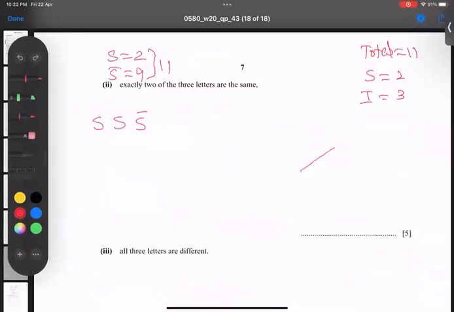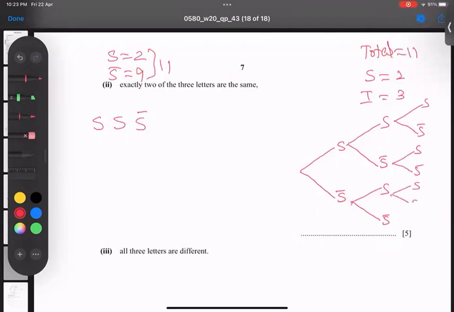So this is S, this is not S. Again, this is S, this is not S. S and not S. Similarly, because there are 3 cards, S, not S, S and not S. Similarly, S comes here and not S comes, and S comes and similarly not S comes. So this is a plan.